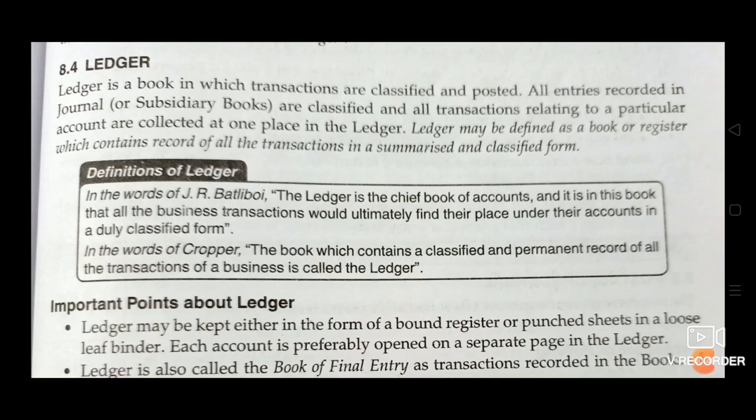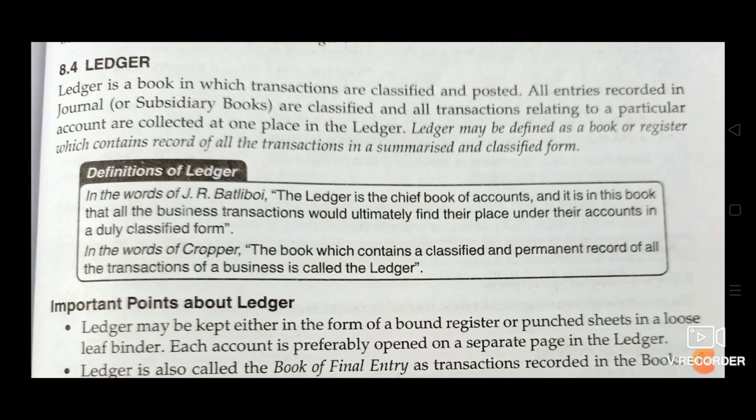Ledger is a book in which all the transactions are classified and posted. All entries recorded in journal or special purpose subsidiary books are classified, and in order to ascertain the position of a particular account or transactions, they are collected at one place in ledger. So, in short, a ledger is a book which contains all accounts of business enterprise, whether personal, real or nominal. Two definitions are given here.